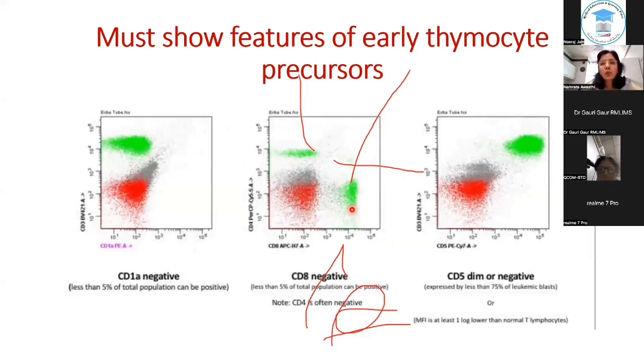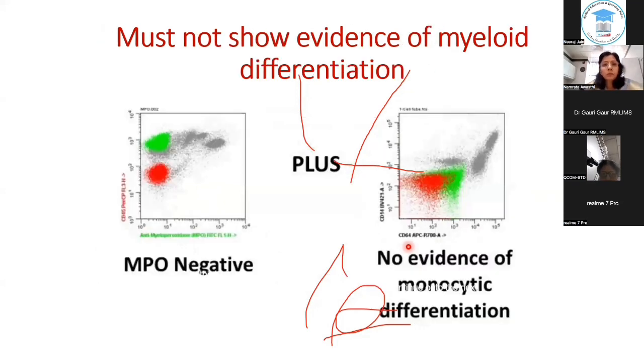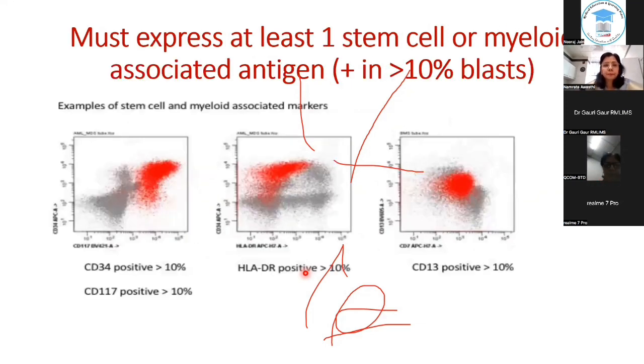The blasts must show features of early thymocyte precursors. That means CD1A should be negative, CD8 should be negative, and CD5 should be dim or negative or expressed by less than 75% of the leukemic blasts. And they must not show evidence of myeloid differentiation. That means MPO should be negative, and CD64 and CD14, that is, no evidence of monocytic differentiation, should be seen.